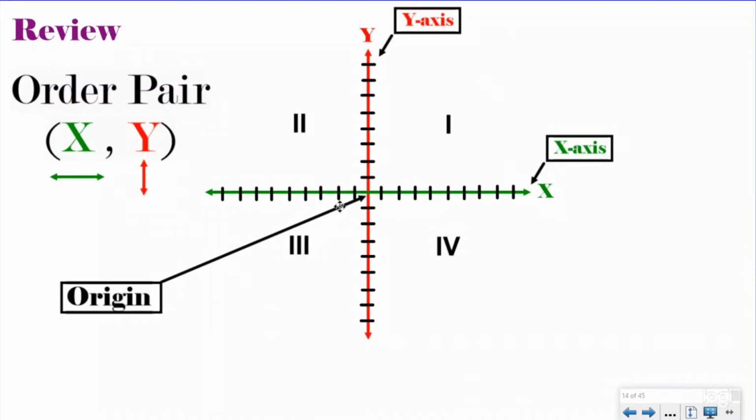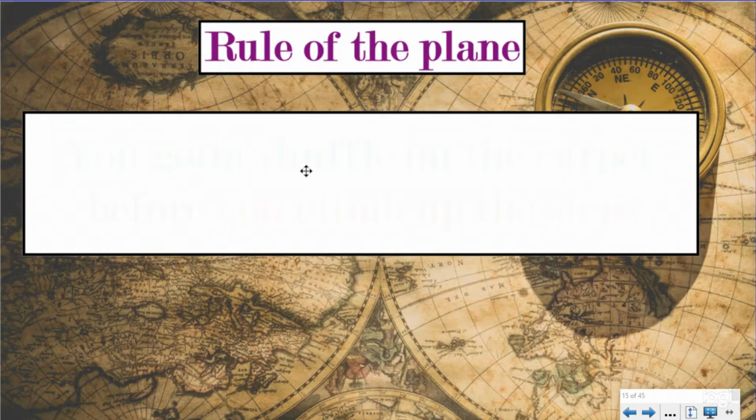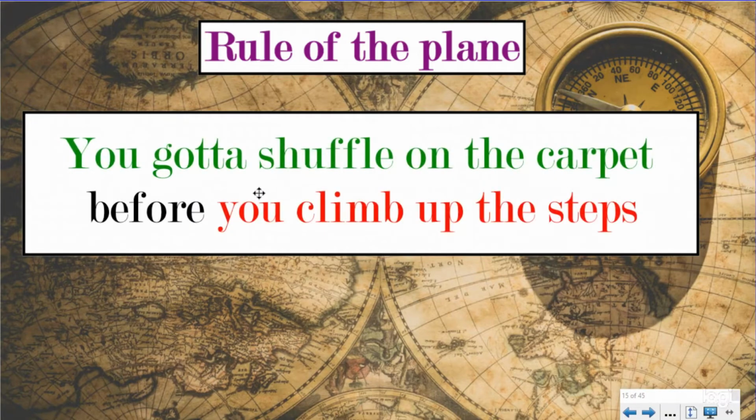We also talked about the number one rule of the coordinate plane: shuffle on the carpet before you climb up the stairs. You gotta shuffle on the carpet before you climb up the stairs. You gotta do your x coordinate and then your y coordinate.